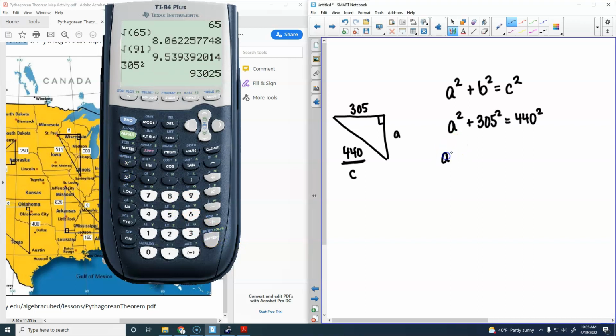So we're getting A squared plus 93,025 equals 440 squared, which is 193,600. I just squared 305.